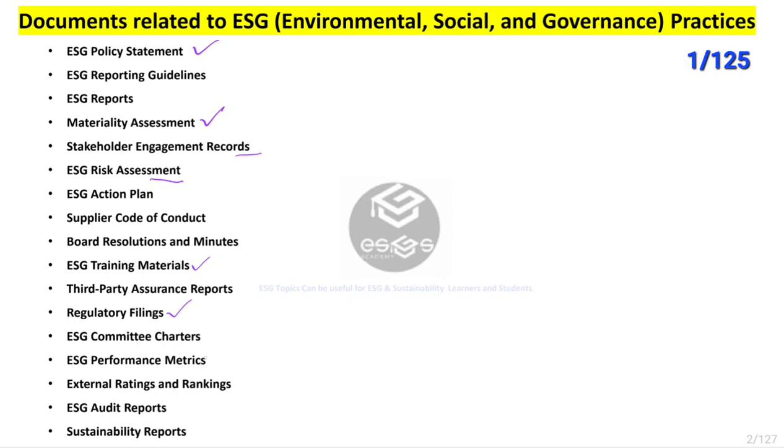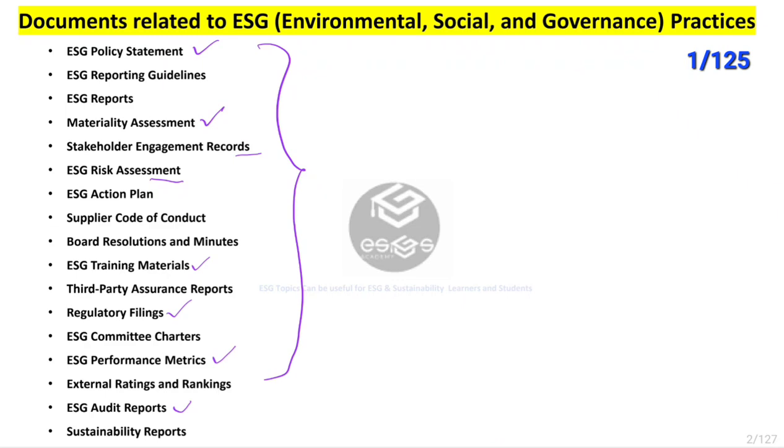Let us take the example of the ESG performance metrics. The performance metrics are key performance indicators which are used to measure and track ESG performance. Some other examples you can take are ESG audit reports. These are reports assessing the effectiveness of the ESG management system. So these are certain examples of the documents related to ESG practices which you see on a day-to-day basis in the industry or in the business.